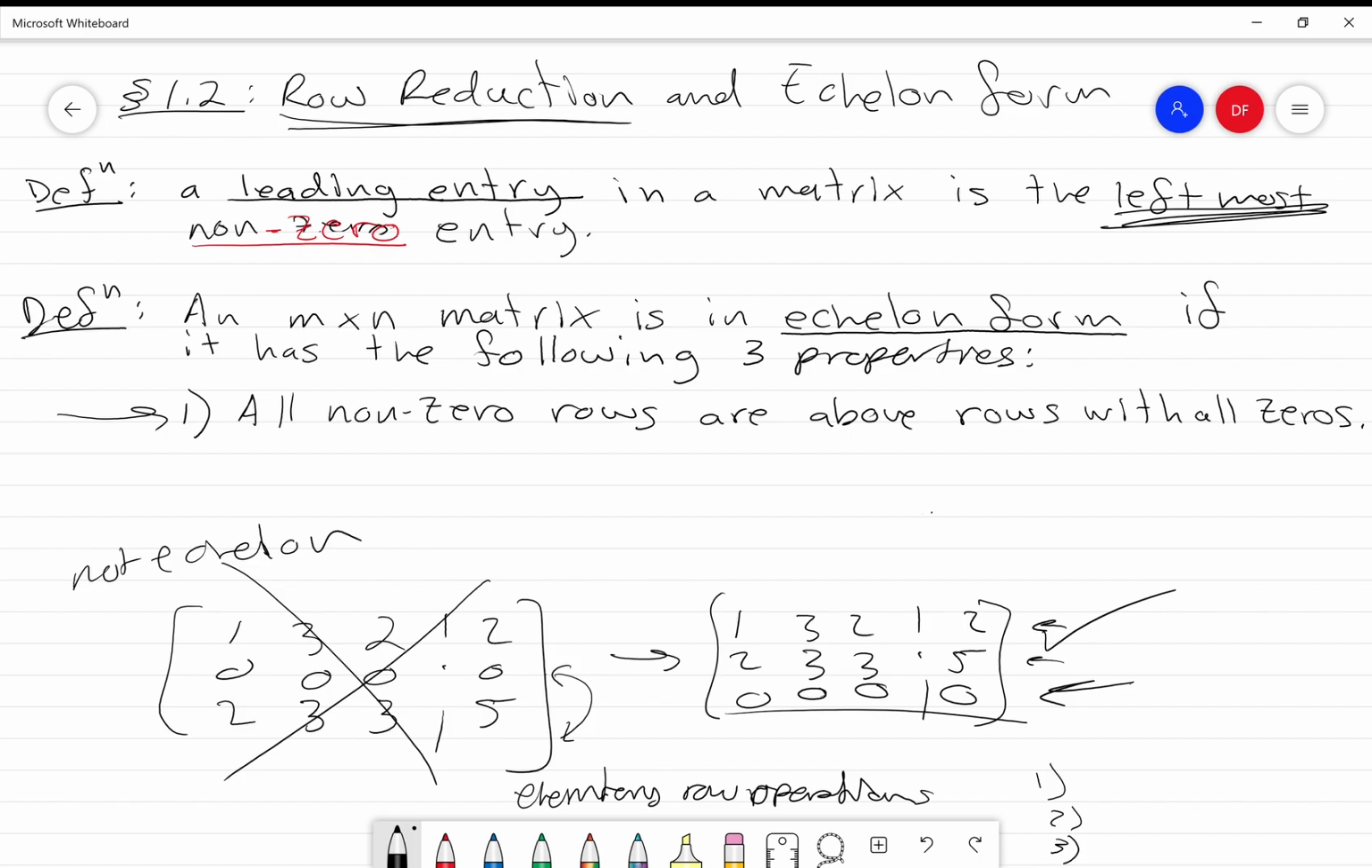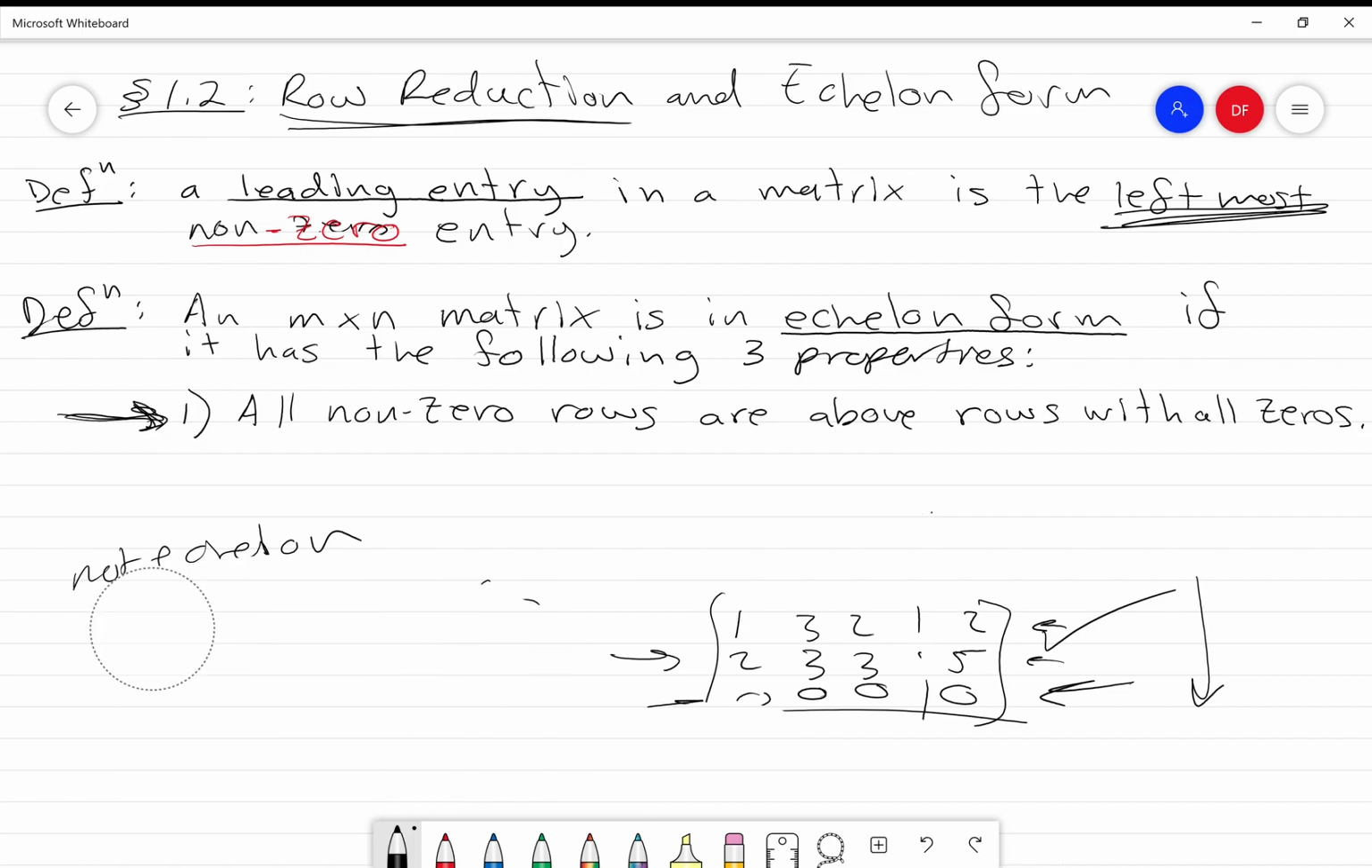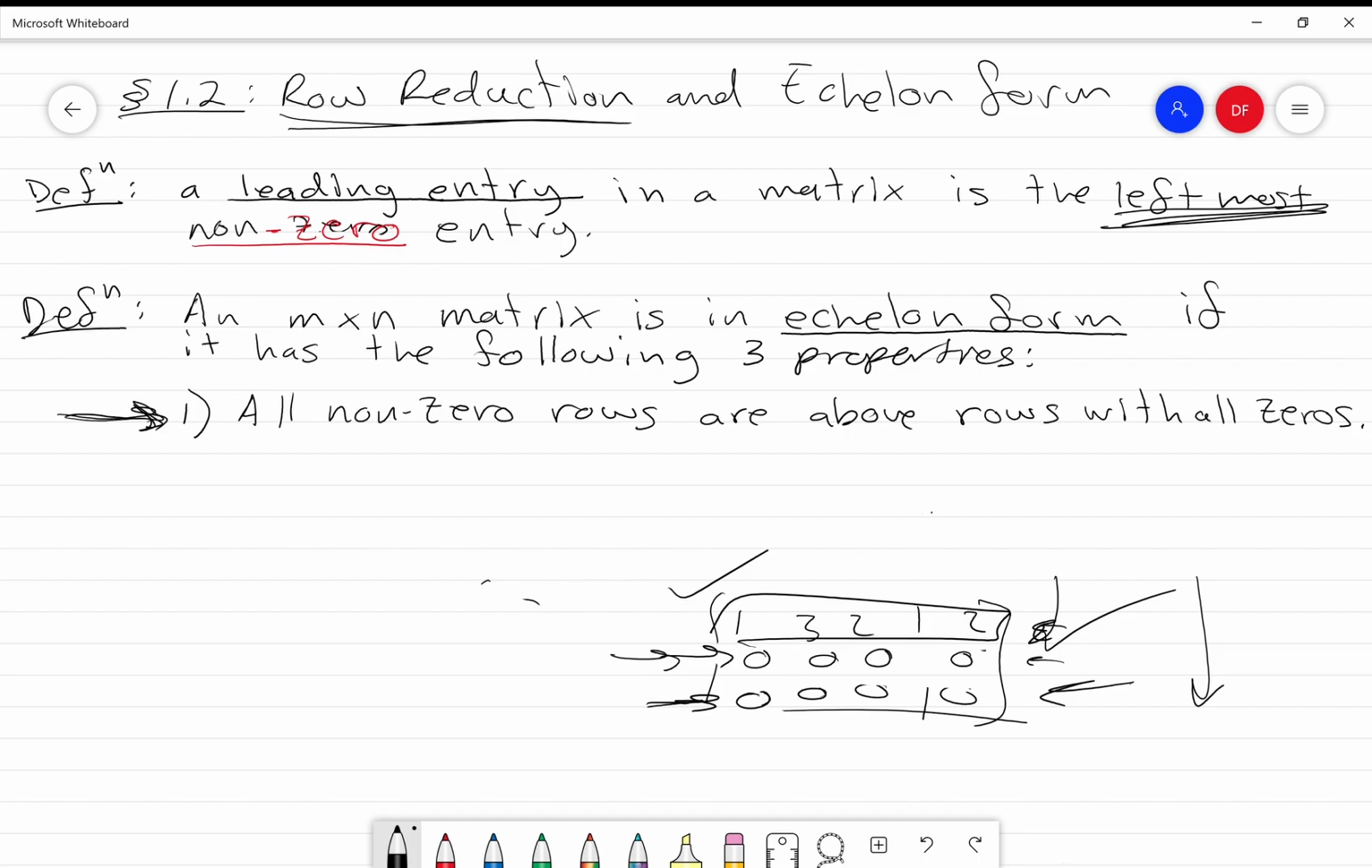So for a matrix to be echelon form, condition number 1 means that the row with all zeros has to be at the very bottom, or it has to be below any non-zero row. For example, I can have 0, 0, 0, 0, and this is okay as well. This meets condition 1. These are both rows of 0, but because they are below this row of non-zeros, it meets condition 1.